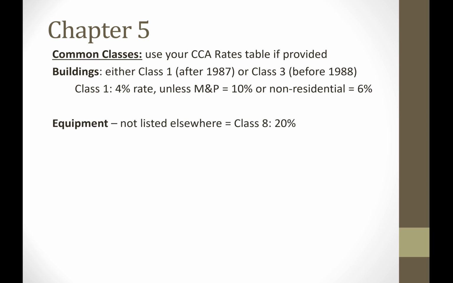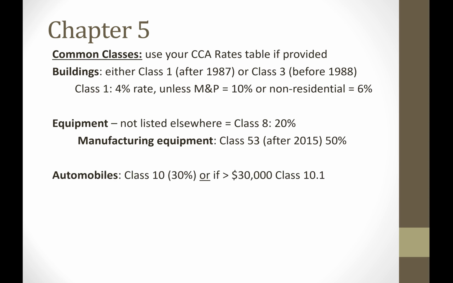Moving on, equipment. Equipment that's not listed anywhere else goes to Class 8, and the CCA rate for Class 8 is 20%. Now, manufacturing equipment gets assigned to Class 53 if it was purchased after 2015, and that has a CCA rate of 50%. Some other common classes are automobiles. Automobiles go into Class 10 or Class 10.1 if the cost is greater than 30,000. And once again, the CCA rate for Class 10 or 10.1 is 30%.